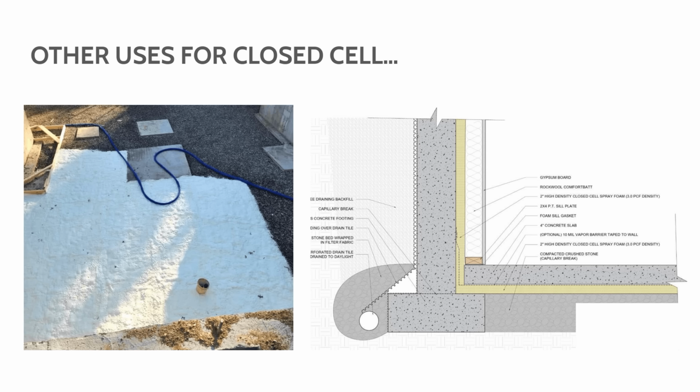Some people omit the vapor barrier between the slab and spray foam, and that's probably going to be fine in most cases, but code still requires that you install polyethylene or a class 1 vapor retarder between the slab and the ground, at least if you're looking at the 2024 IRC.